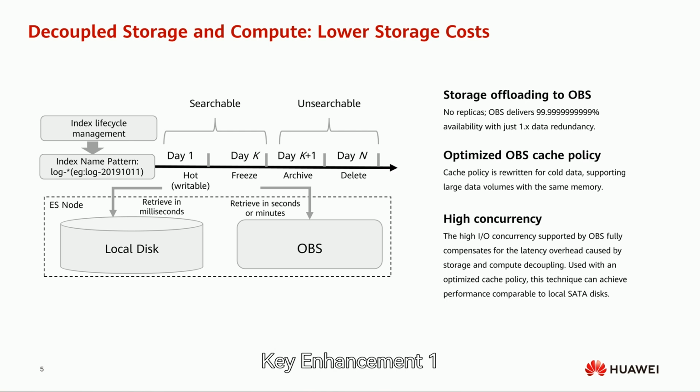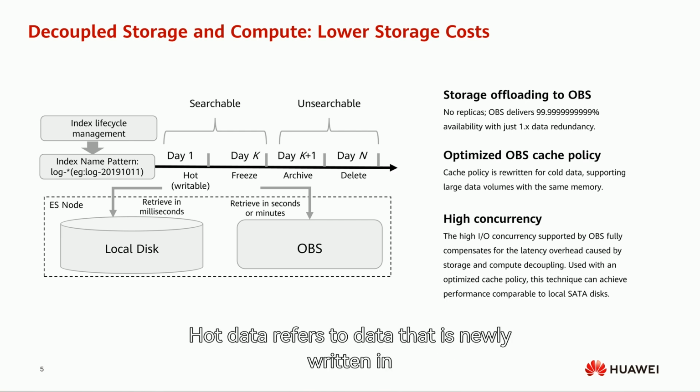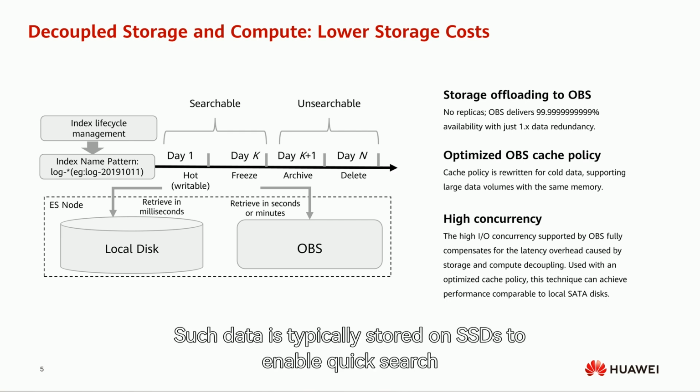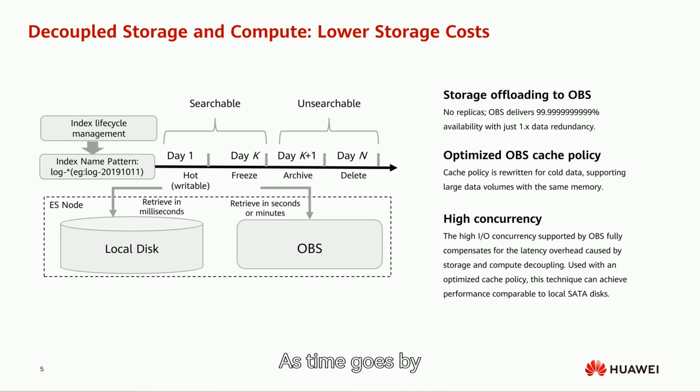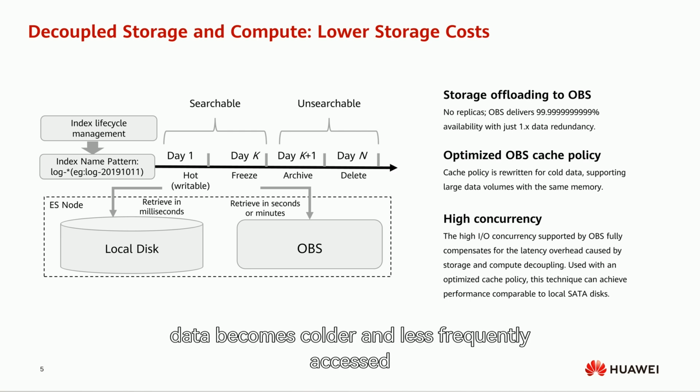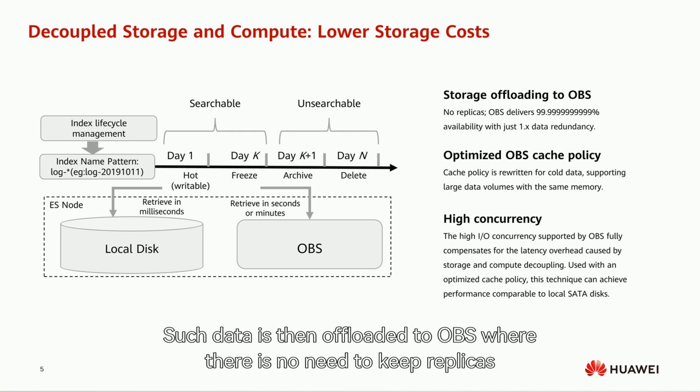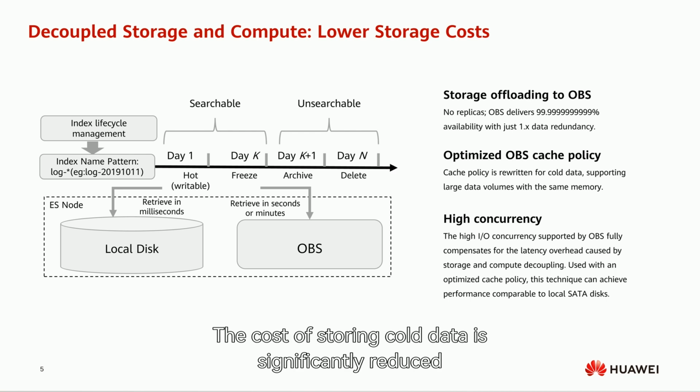Key Enhancement 1. Decoupled storage and compute. In large-scale data systems, there are hot data and cold data. Hot data refers to data that is newly written in. Such data is typically stored on SSDs to enable quick search. As time goes by, data becomes colder and less frequently accessed. Such data is then offloaded to OBS, where there is no need to keep replicas. The cost of storing cold data is significantly reduced.